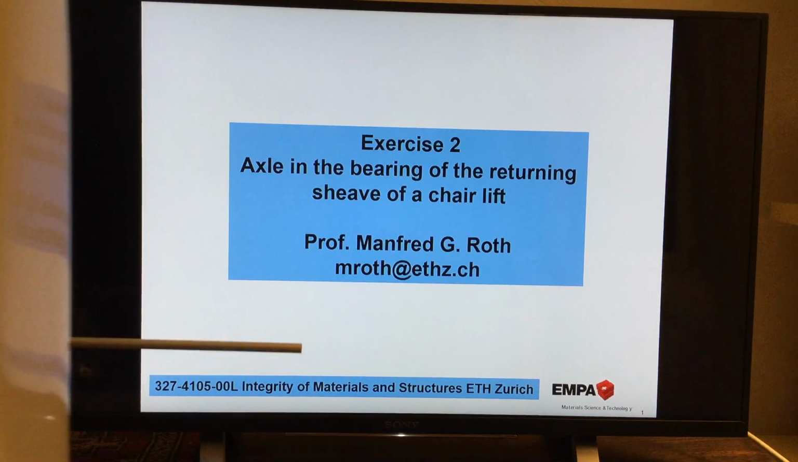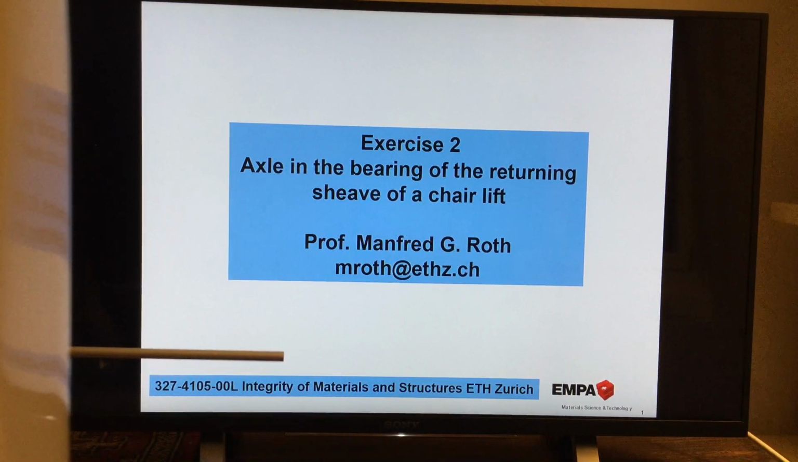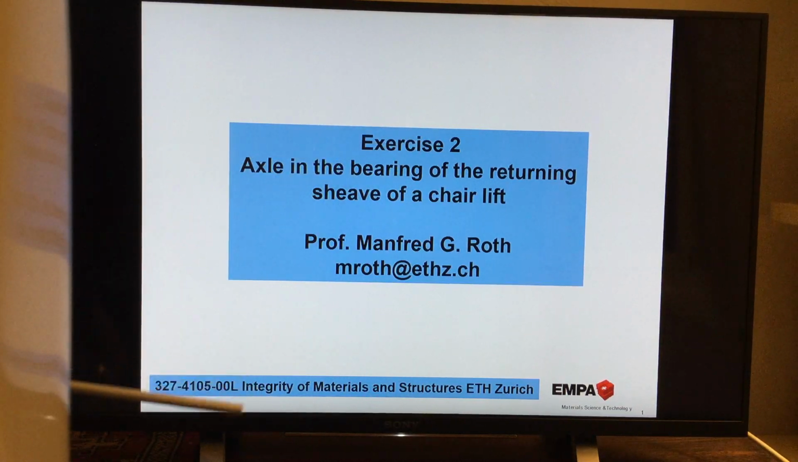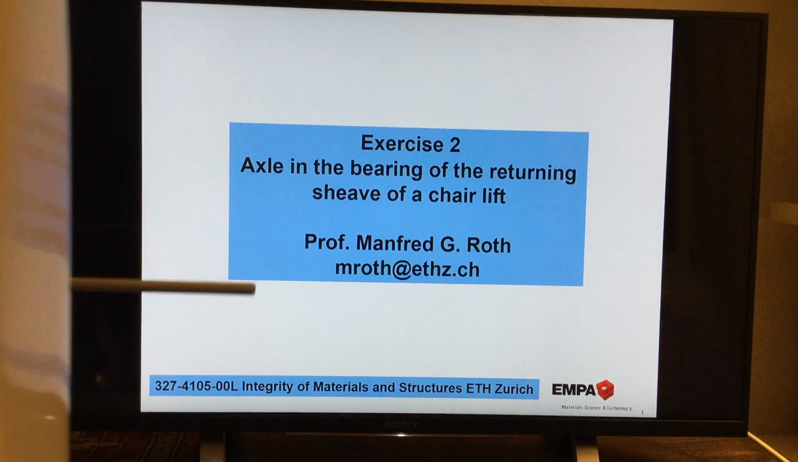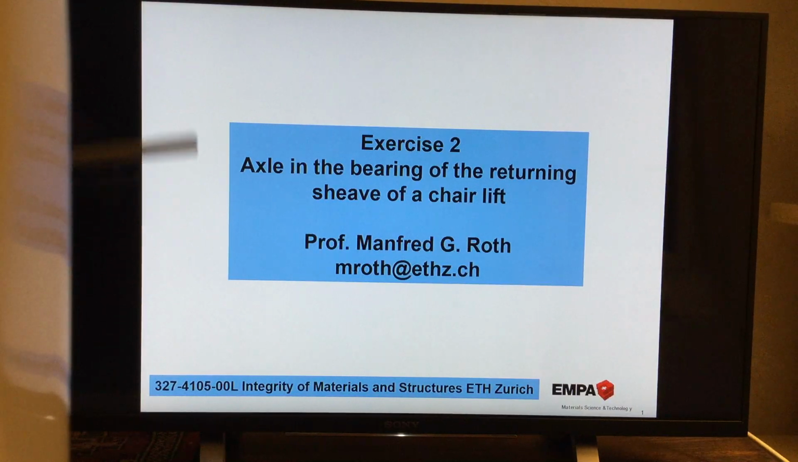Dear students, I would like to welcome you to our second exercise of the lecture Integrity of Materials and Structures, and the theme today is the axle in the bearing of the returning sheave of a chairlift. And this axle was fractured, and of course it's a very dangerous accident which may happen here.